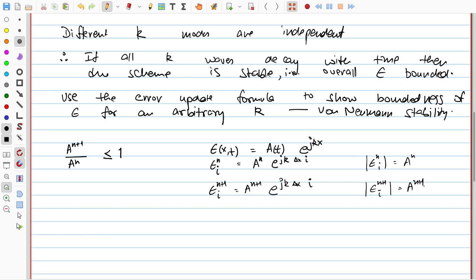So what we are trying to say is that the ratio of epsilon n plus 1 I and epsilon n I, or the mod of that, should be less than 1. Then things are good. And this actually is called the amplification factor.